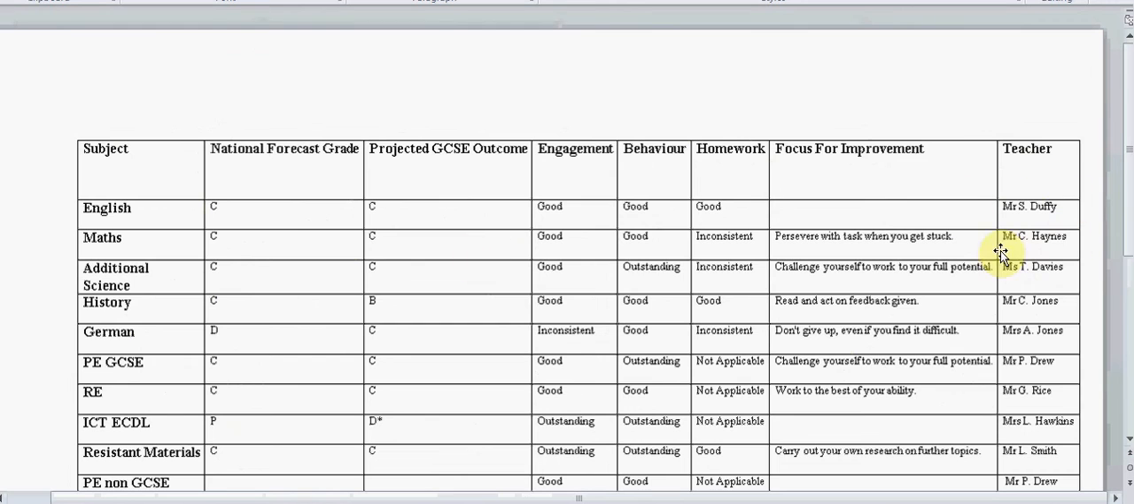It happens to be me here, Mr. Haynes here for maths, and I'm saying, well, they're forecast to get a C. I think they're going to get a C. If we look at history with Mr. Jones, however, Mr. Jones is saying they're forecast a C, but I think they're going to get a B. So that's very good. They are bucking that national trend and doing better than we might expect the student to be doing. Likewise, in ICT, we have that same approach there. Ideally, we always want the projected GCSE outcome to either match or outperform the national forecast, because that would say that a student is doing better than we would expect.